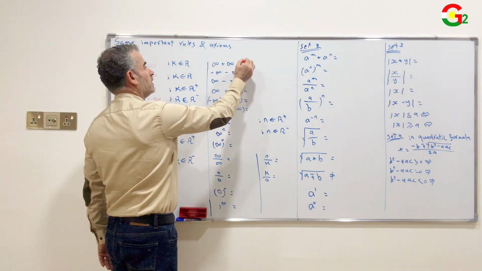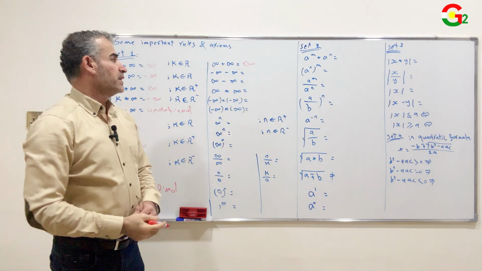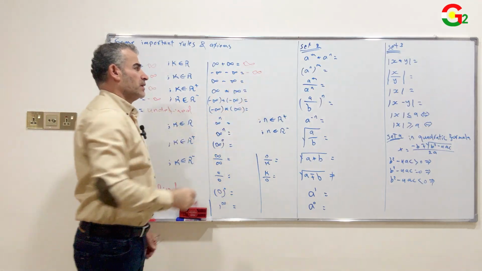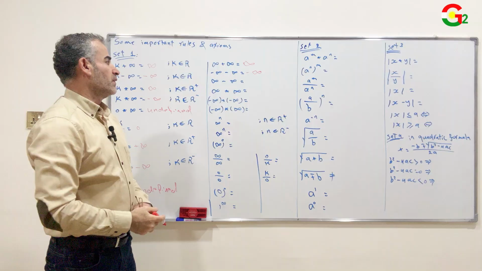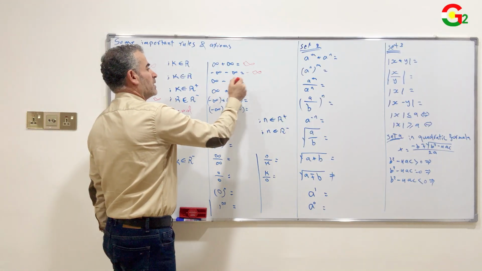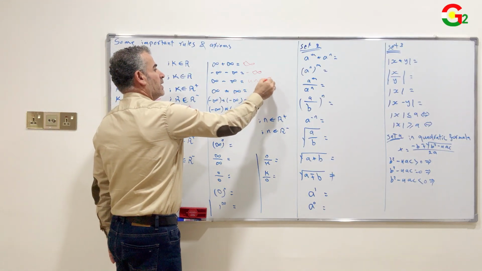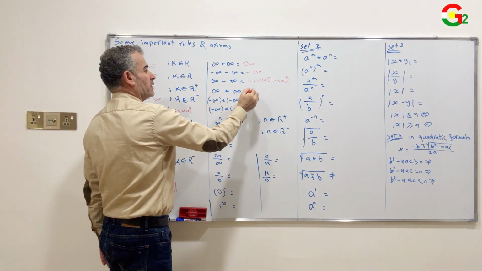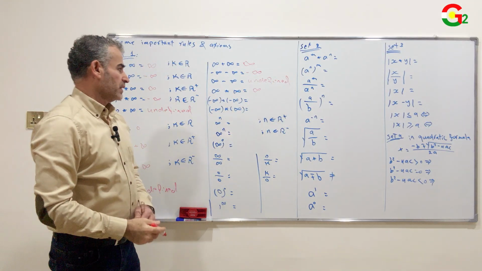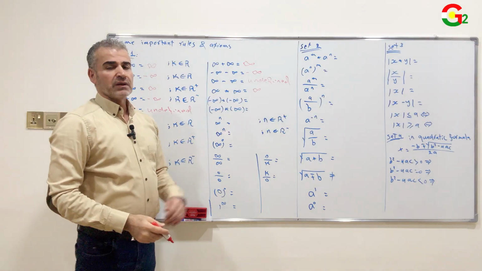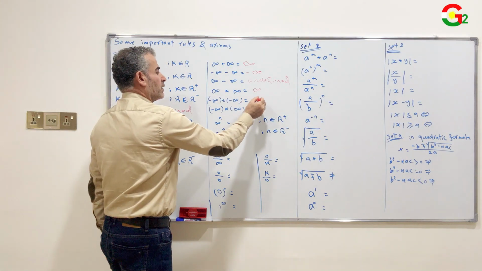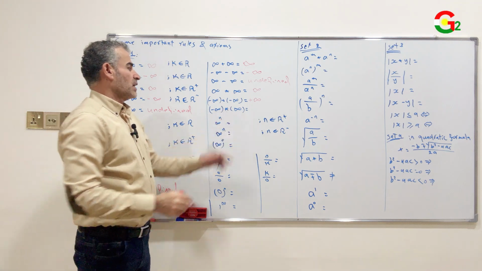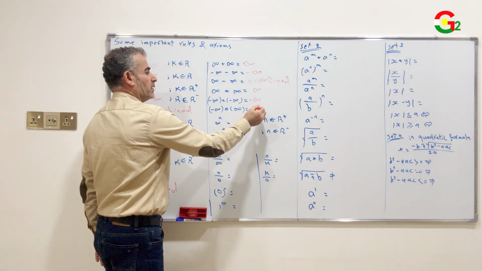Infinity plus infinity is infinity. Negative infinity minus infinity is negative infinity. Infinity minus infinity is undefined. Infinity times infinity is infinity. Negative infinity times negative infinity equals positive infinity. Negative infinity times positive infinity equals negative infinity.